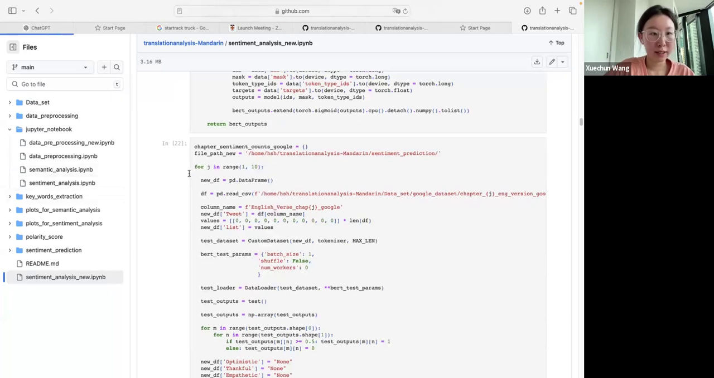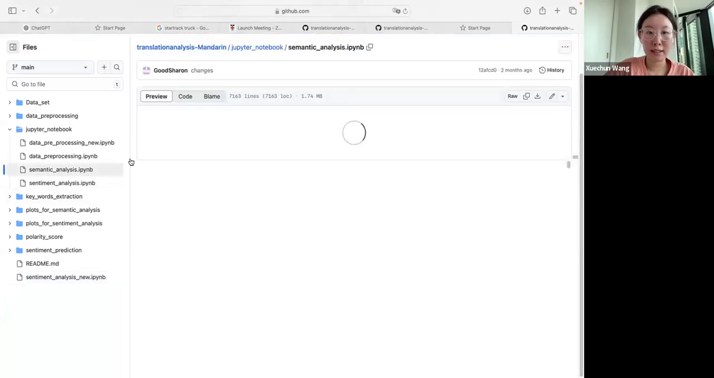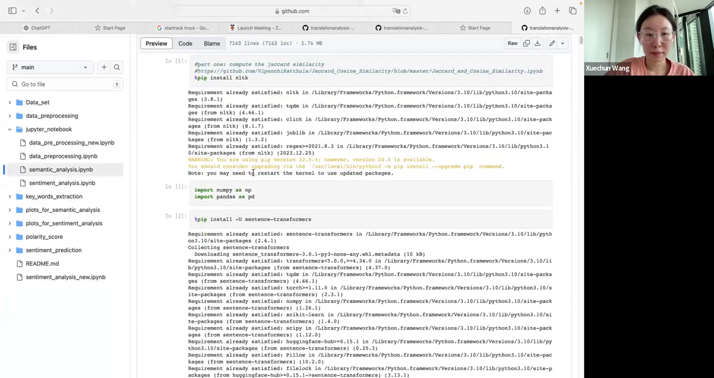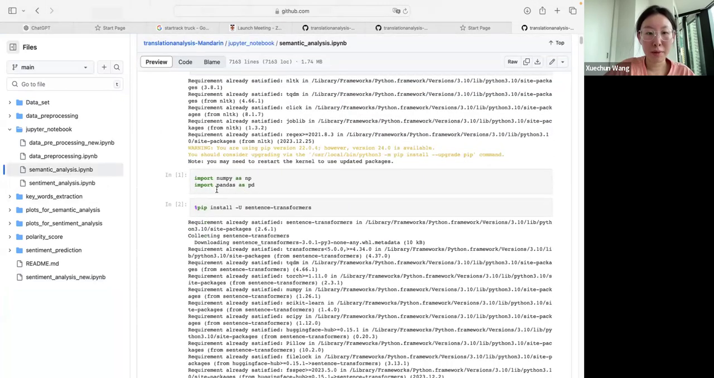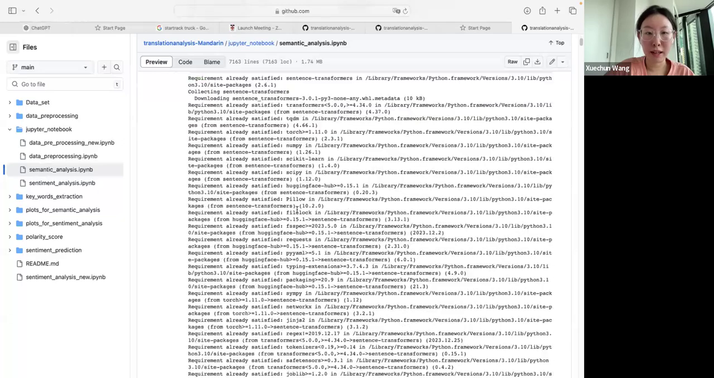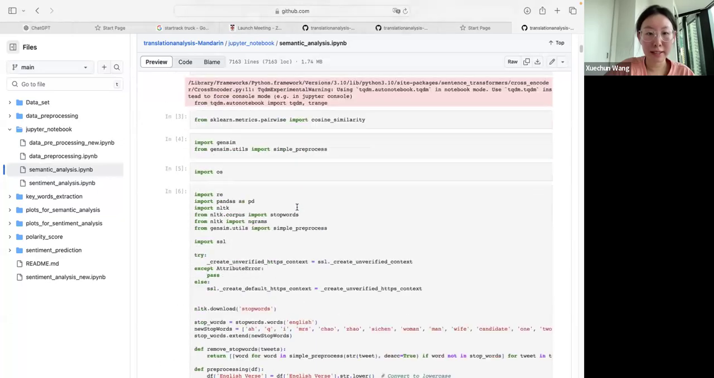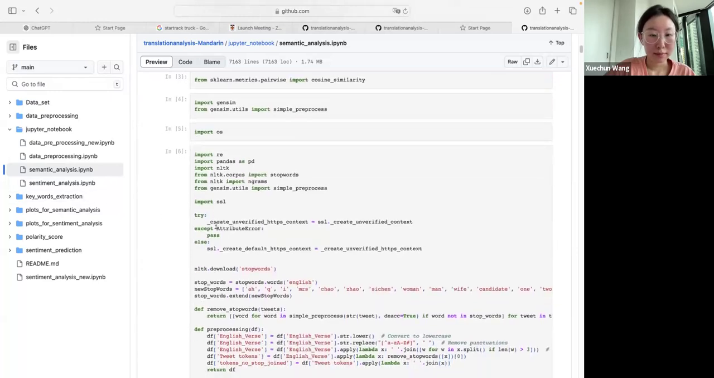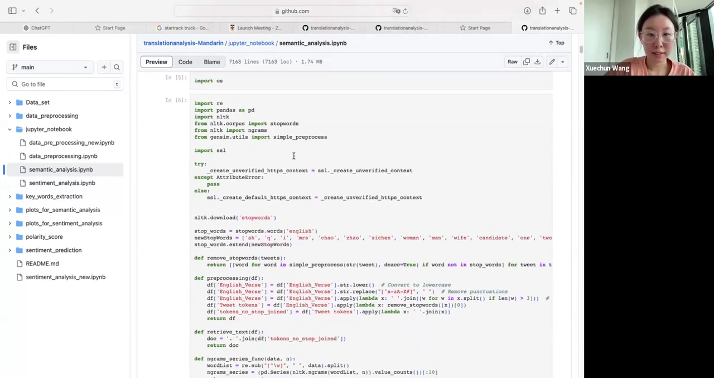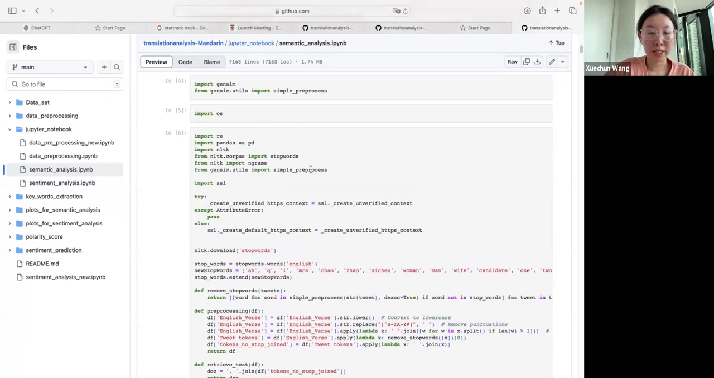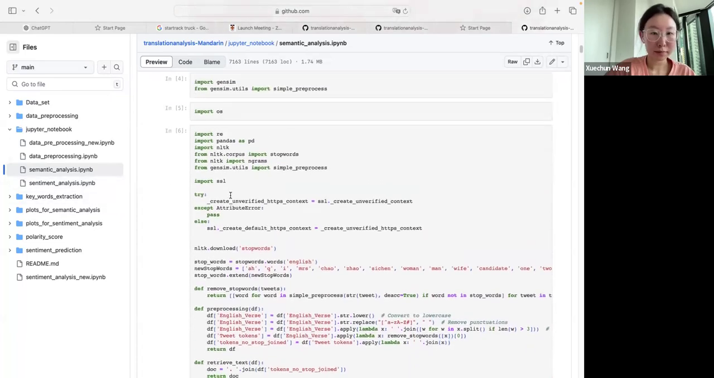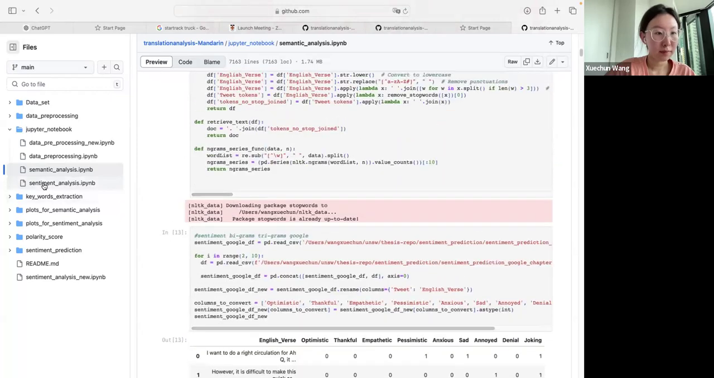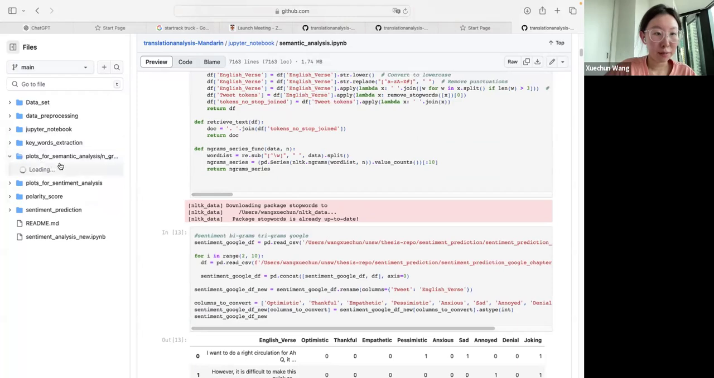And also in the semantic analysis, we also use the NumPy library, pandas, and also the sentence transformer libraries here. And I use some stop words, which is to avoid the biases.